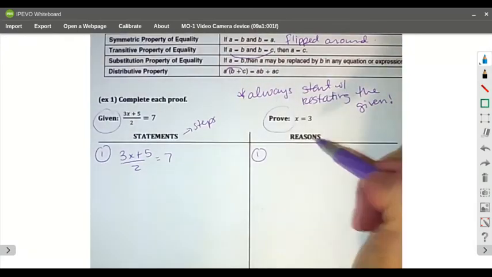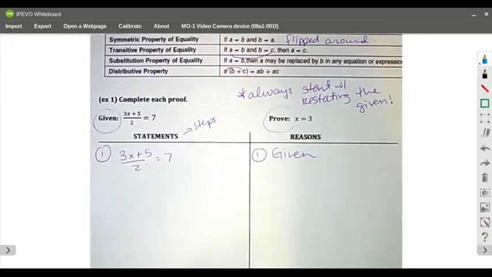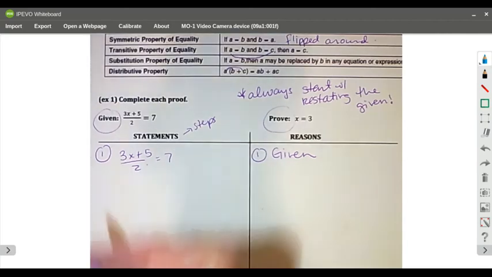And what you write for your reason, how do I know that this is true? Well, it was given to me. So you just write given. Next, since this is an algebraic proof, you literally just solve the equation, and every time you do something, you give a reason why that you could do that.